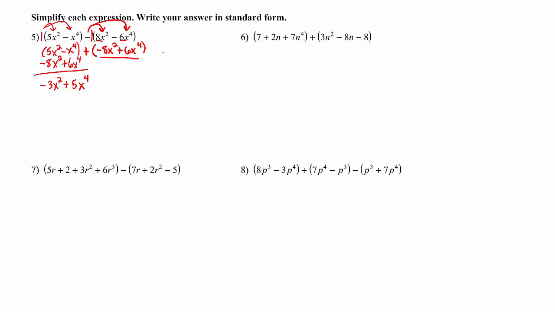This is not quite the correct answer because it says to write in standard form. So I want to switch these around because I want the biggest exponent first and then the exponents to count down after that.